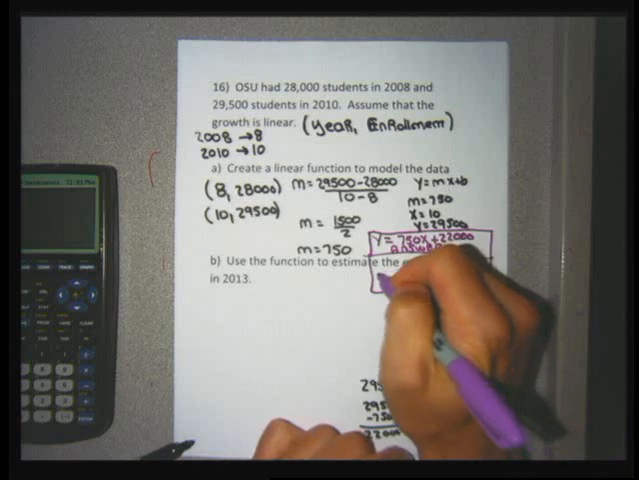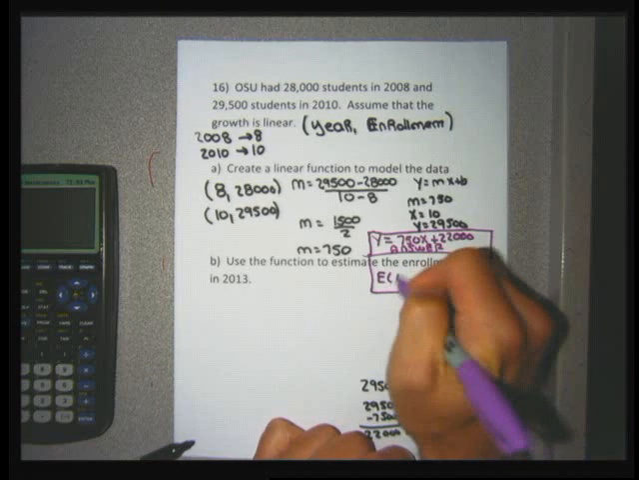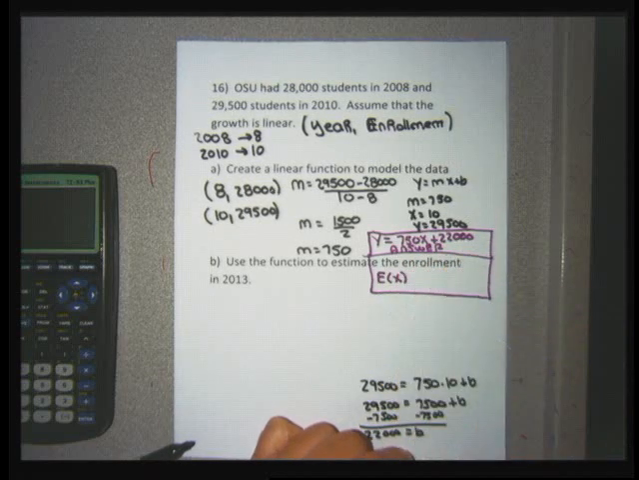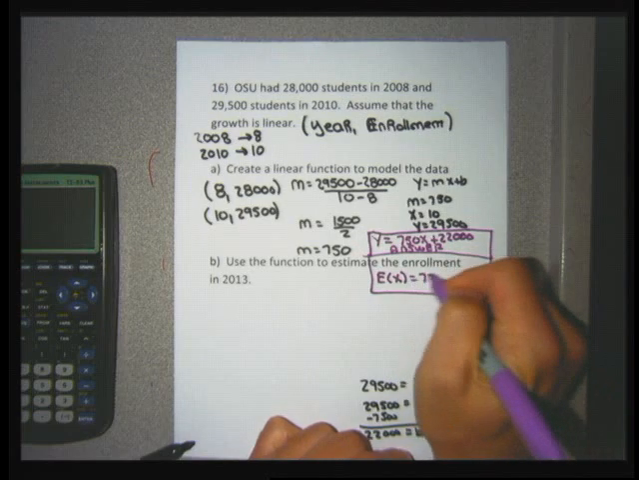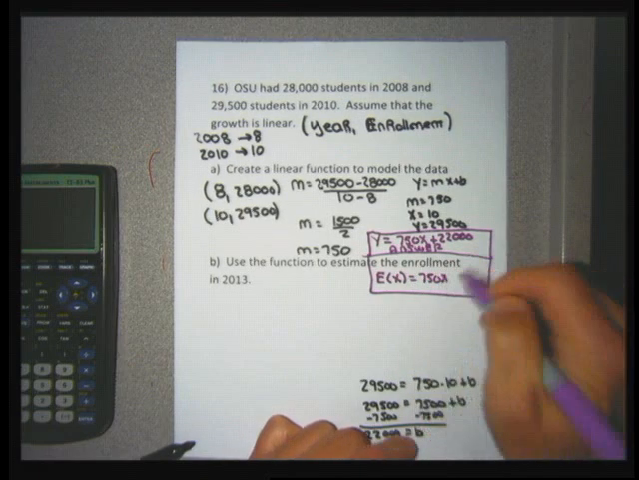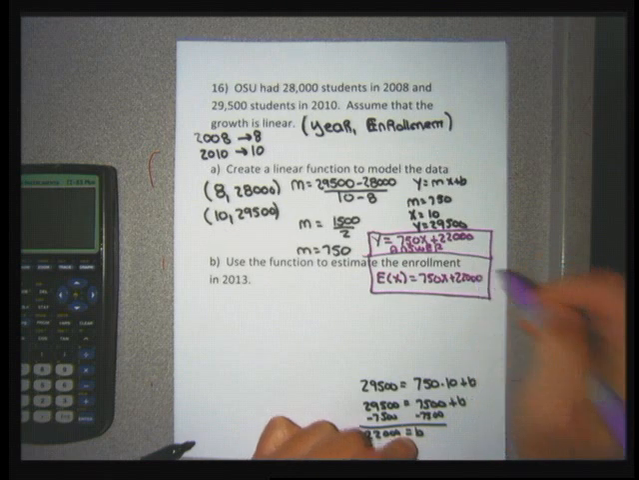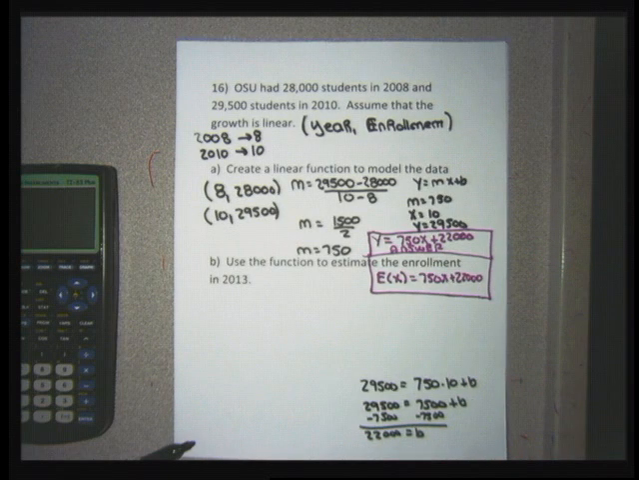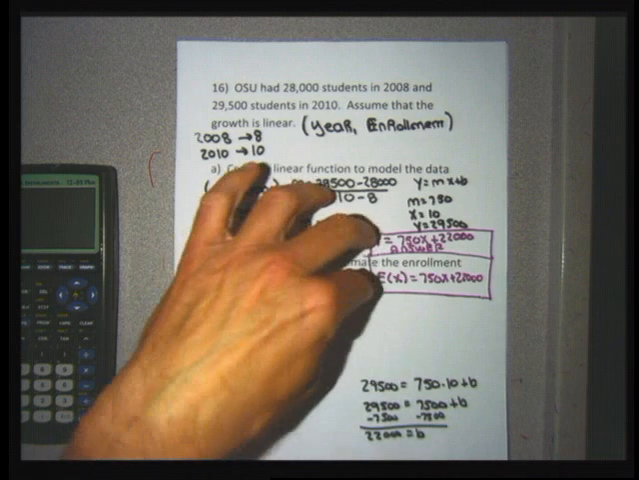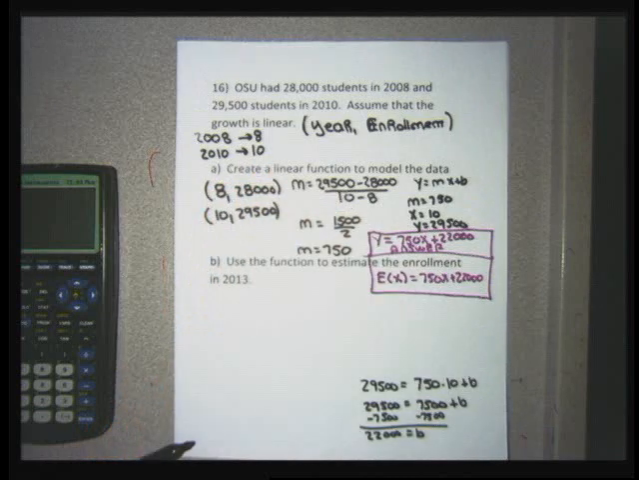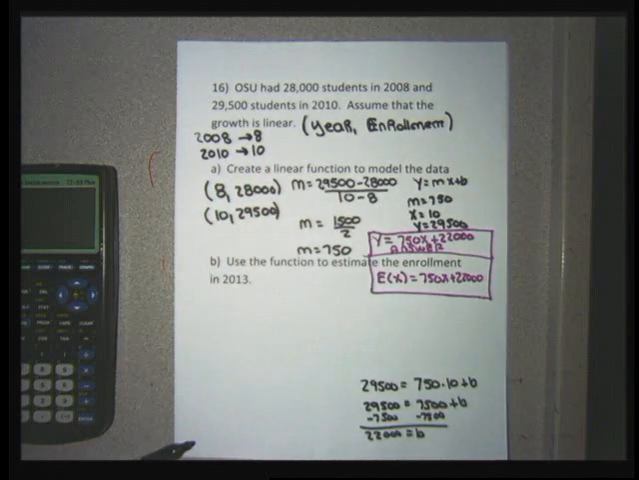I might do this. Call the y E of x, which means the enrollment for year x, equal to 750x plus 22,000. That's probably a better way to answer question part A, but y is fine. So something like this would be fine. As long as you have the 750x plus 22,000, what you have to the left of the equal sign isn't crucial. To do part B, I'm going to estimate the enrollment in 2013.